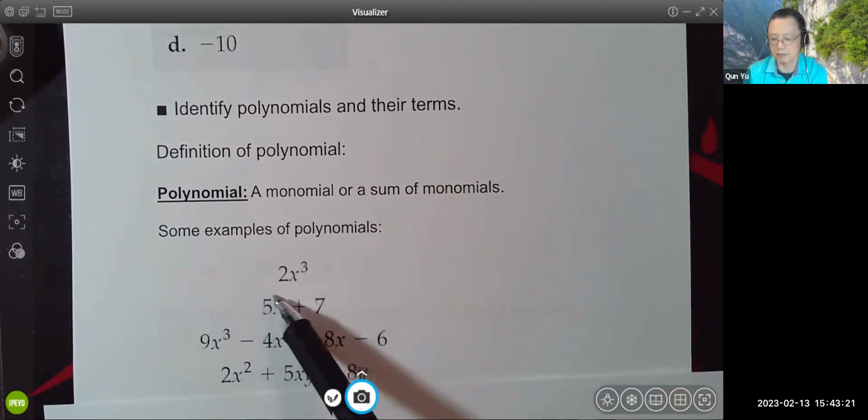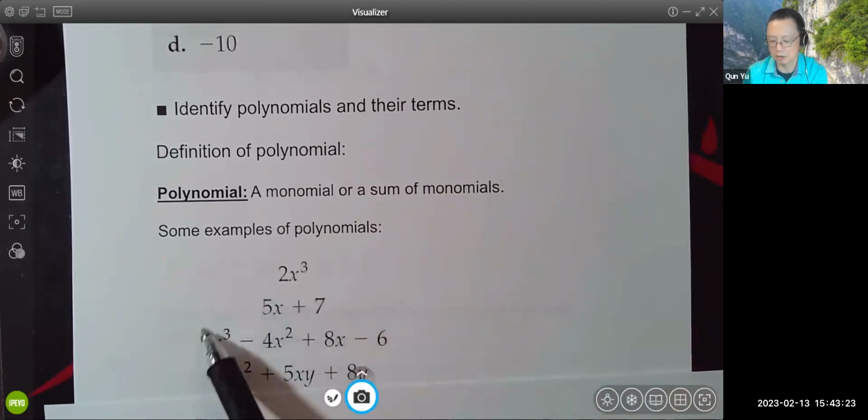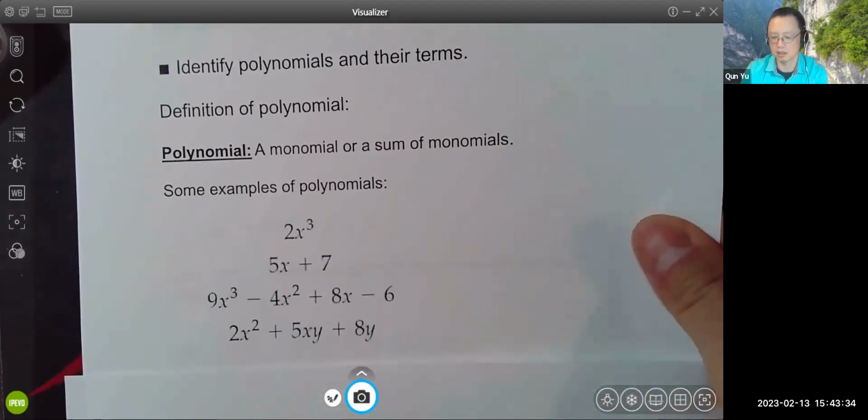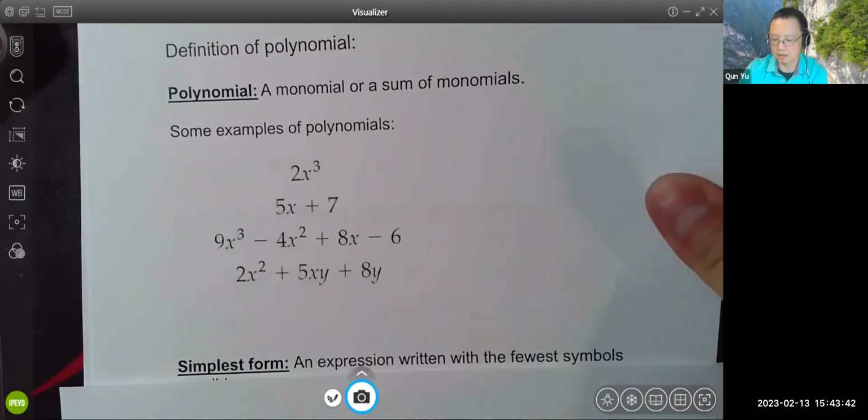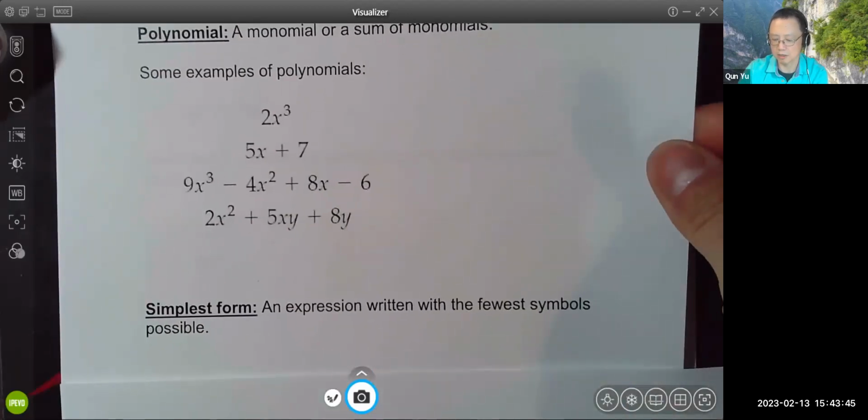So monomial, in general, we call it polynomial. This is a monomial. Each one of these components is a monomial. So they are all polynomial examples. Each unit is a monomial, and they either have plus or minus in front of them. Now, these are the examples of polynomials.